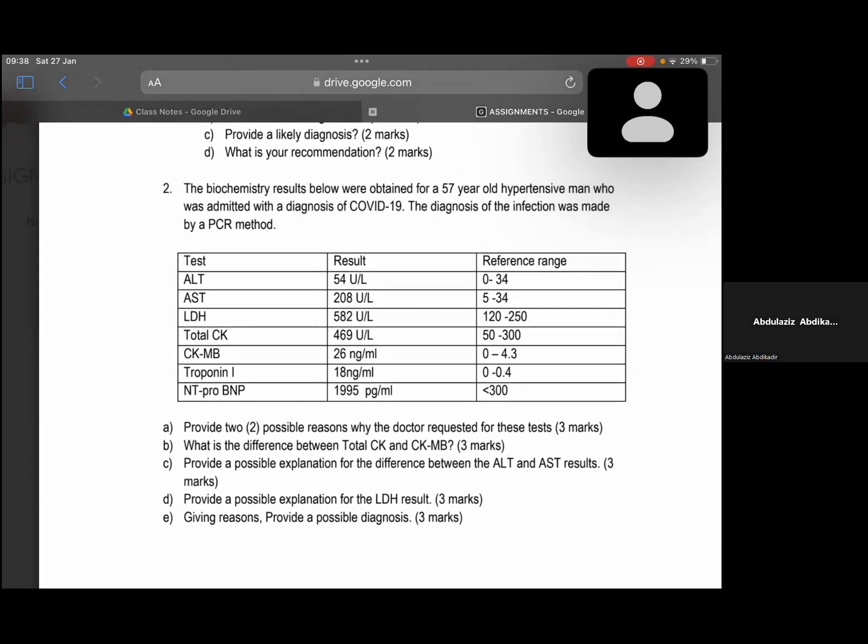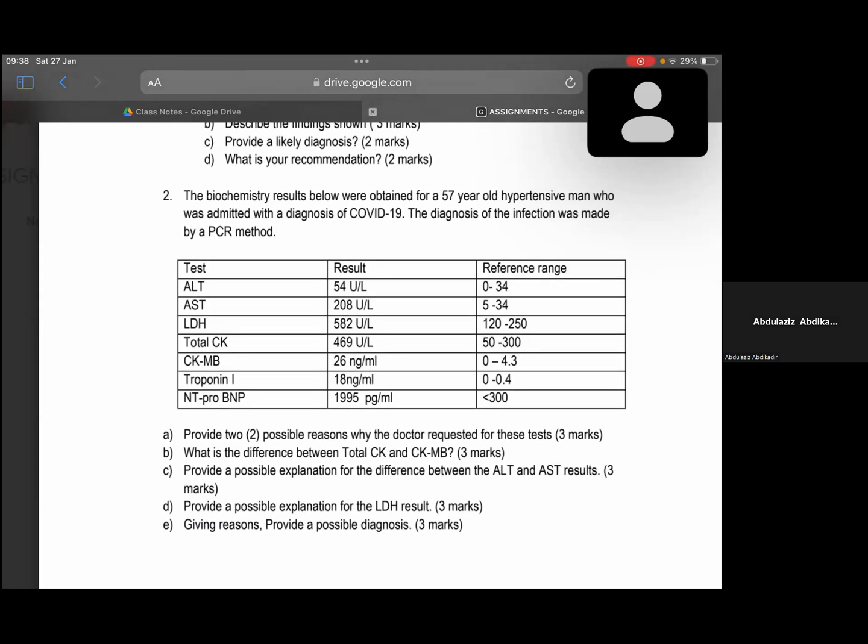So possible explanation for the LDH marked rise. It's just the same as what I was telling you for the AST. Let's just simply put, it's like the one for the AST. This patient is having a cardiac event, so the LDH is also observed to be rising. Just simple as that, there's no much complication.